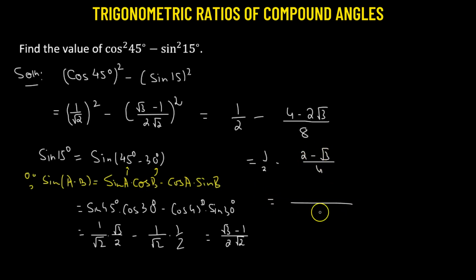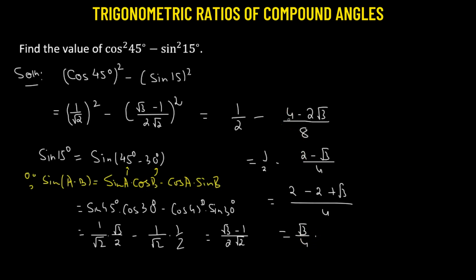Combining them, we should get 4 in the denominator. Then we have 2 minus 2 plus square root of 3. So we're getting a value square root of 3 over 4. So this is the value of cosine square 45 degree minus sine square 15 degree. That comes out to be square root of 3 over 4. So this is method number 1.